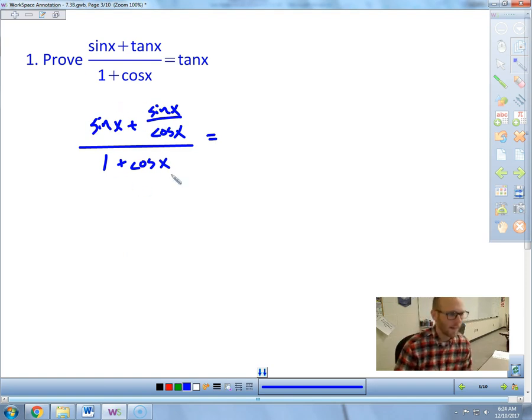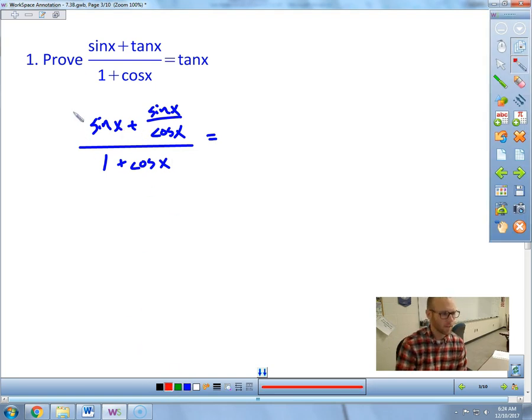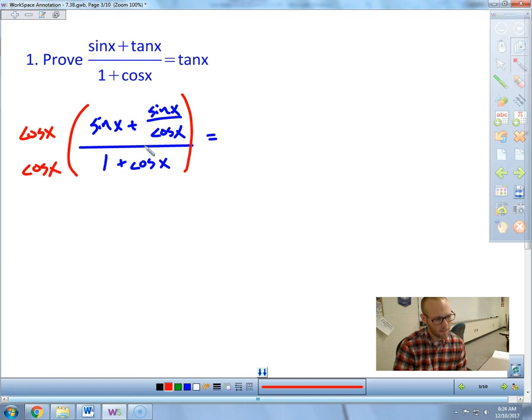Now, looking at this, now it's decision time. Try to figure out what can I do to make this a little bit more simple, to simplify it. Well, I have a complex fraction. I have a fraction inside this bigger fraction. We know methods to simplify that. So one thing I could do here is multiply everything by the cosine of x over the cosine of x, multiply it by that denominator.